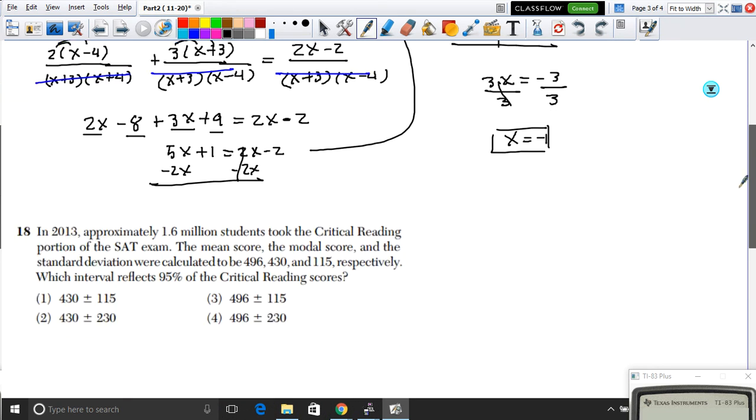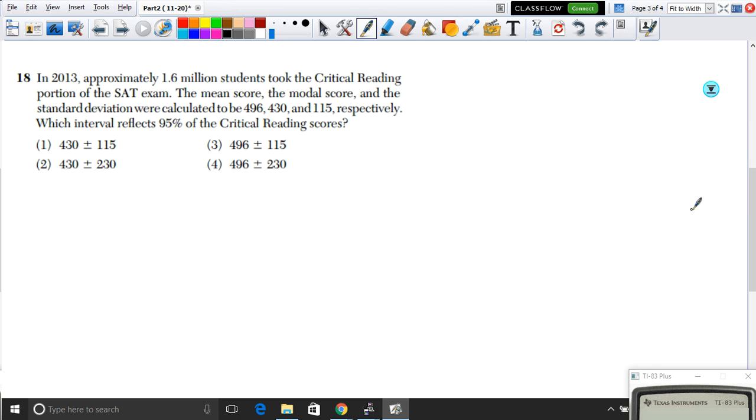Okay, perfect. Now, if we observe example 18, we have that in 2013, approximately 1.6 million students took the critical reading portion of the SAT. The mean score, the mode score, and the standard deviation were calculated with those values respectively. Which interval reflects 95% of the critical reading scores?